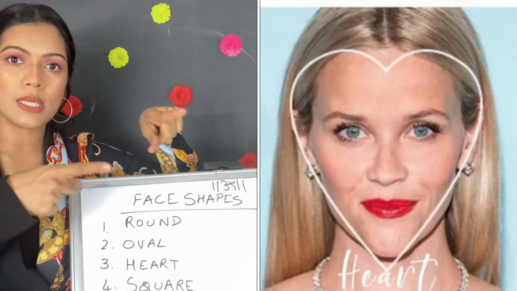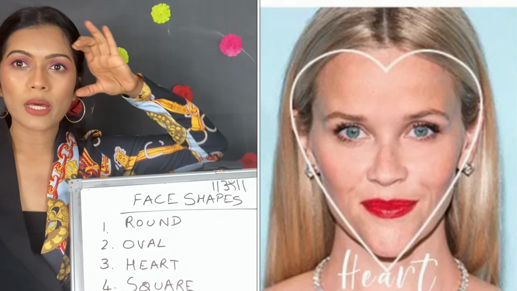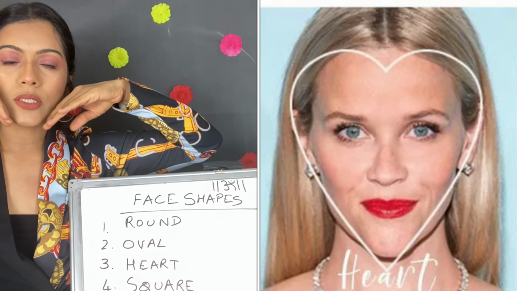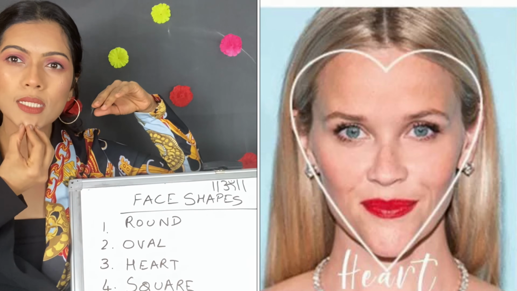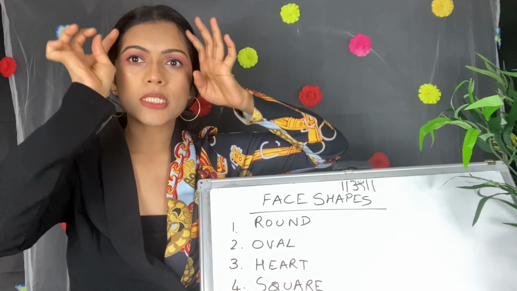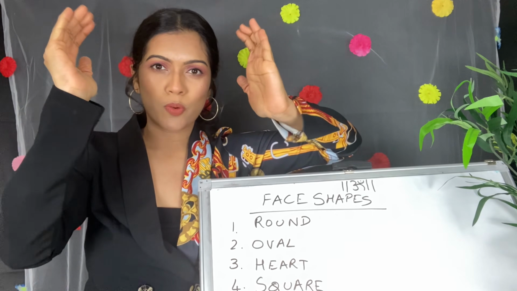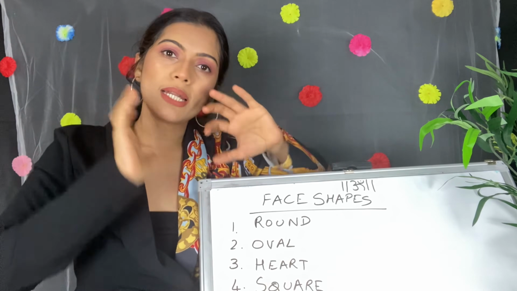But if you see in this image, you will see that their cheekbone and their forehead both are wide, and the jawline is tapered down. Okay, and the chin is a little bit downwards like this, and then it makes the shape of a heart, because a heart is broad from above and narrow from below. So that is a heart face shape.